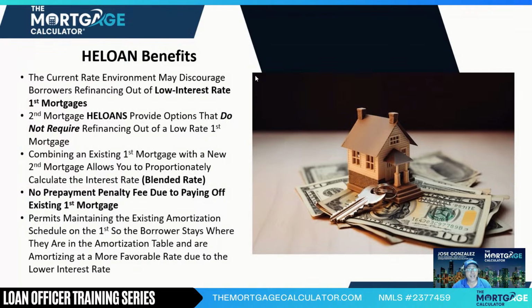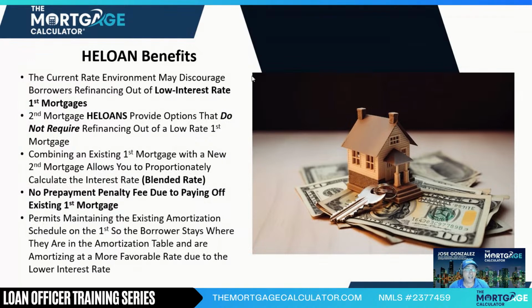You can combine an existing first mortgage with a new second mortgage, in this case a HE loan, and this allows you to proportionately calculate the interest rate. That is known as the blended rate, right? A certain amount of a first mortgage at a certain interest rate plus a certain amount of a second mortgage, a HE loan, at a certain interest rate, and then you calculate the interest expense on each one, add that up, divide it by the total loan amount, and you have your blended rate. And I'm going to get into a little bit more detail on the formula in the coming slides.